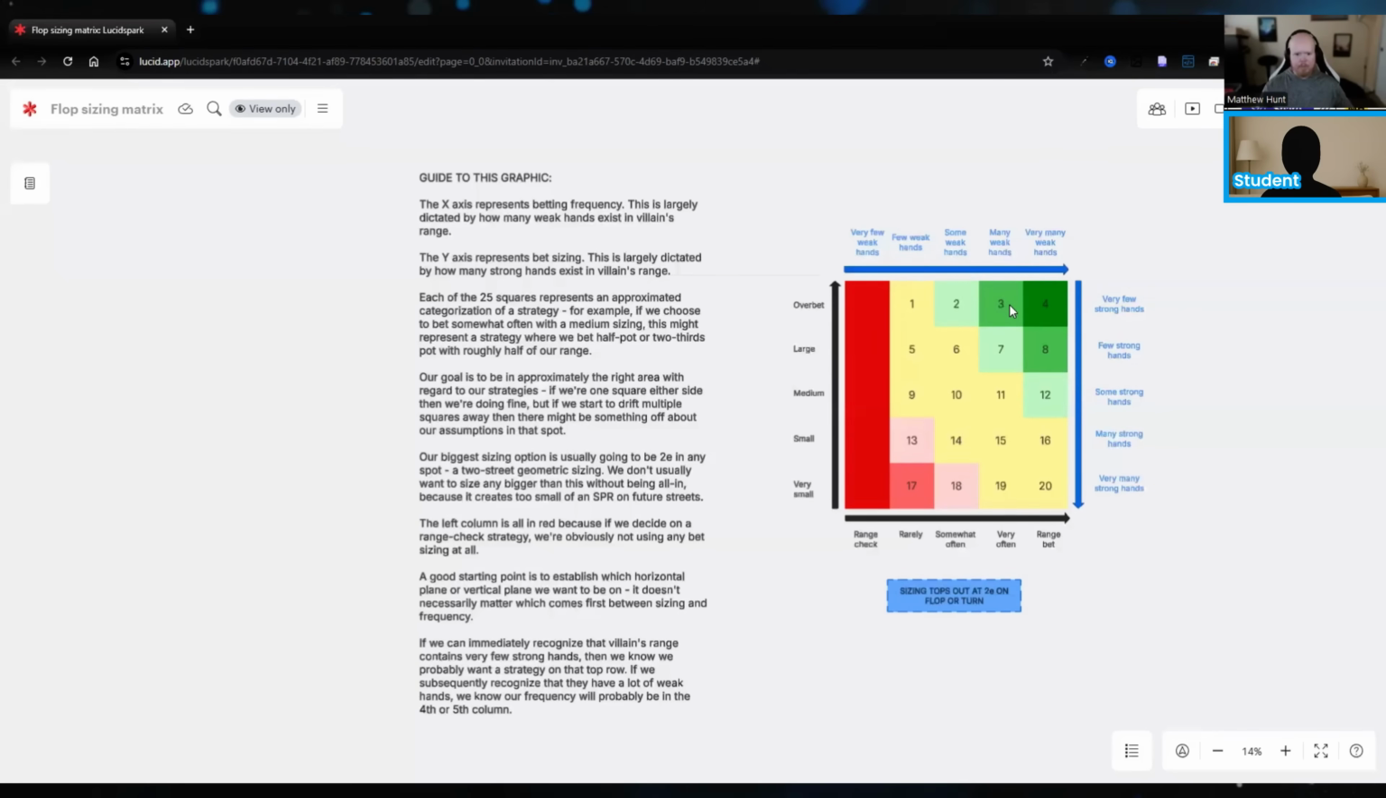In general, the idea here is that we want to focus on identifying one plane, whether it's the sizing first and then the frequency, or the frequency first and then the sizing. We can narrow down where our strategy is going to end up. As long as we're somewhere in that approximate correct ballpark, we're going to do pretty well in any given spot. Does that all make sense?